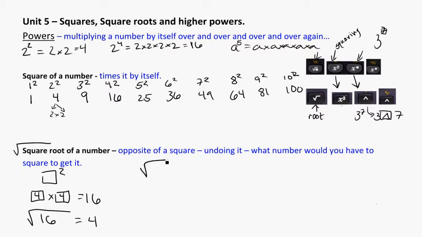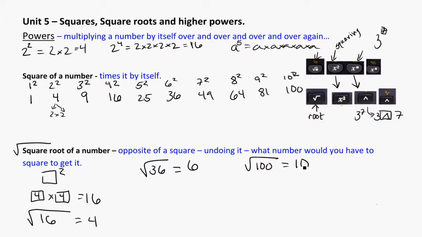So for instance, the square root of 36 would be, well, what times itself gets you 36? That is in fact 6. So you're undoing it, working backwards. Square root of 100. Again, 10 times 10 will get you 100, so the square root there is 10.